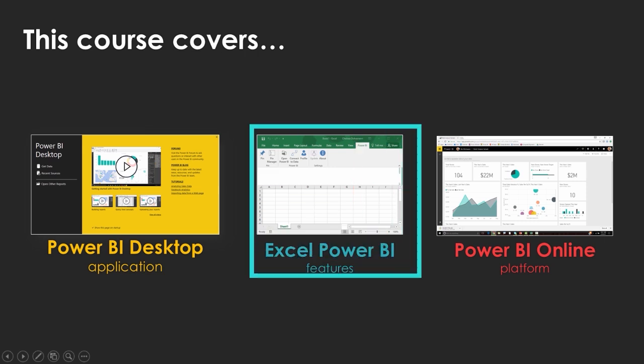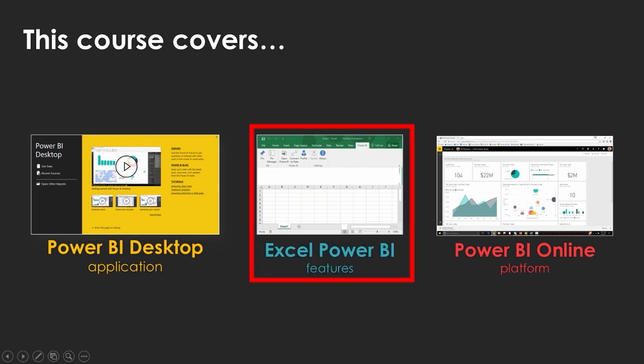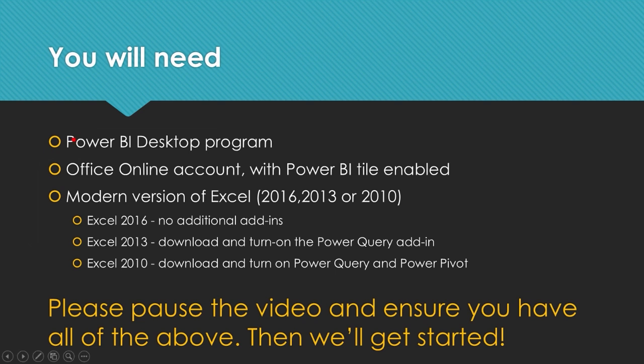In addition to Power BI Desktop and Power BI Online, we of course will also need the Excel Power BI features. For this course, you will want to have a modern version of Excel. That means Excel 2016, 2013, or 2010. Depending on the version of Excel that you have, you may need to download certain add-ins. We've already talked about getting the desktop program, and we've already talked about getting the online account. So now we need to know what version of Excel we have and what add-ins might be necessary.